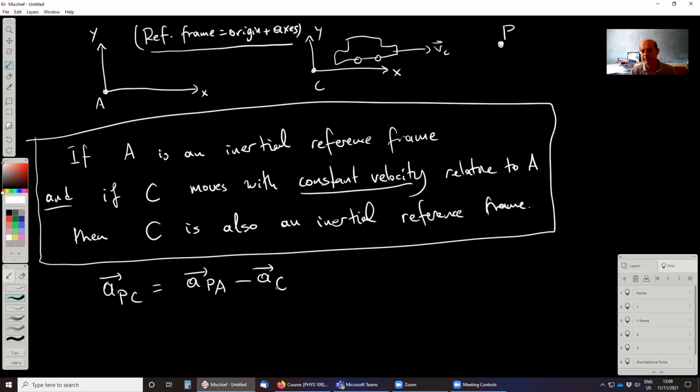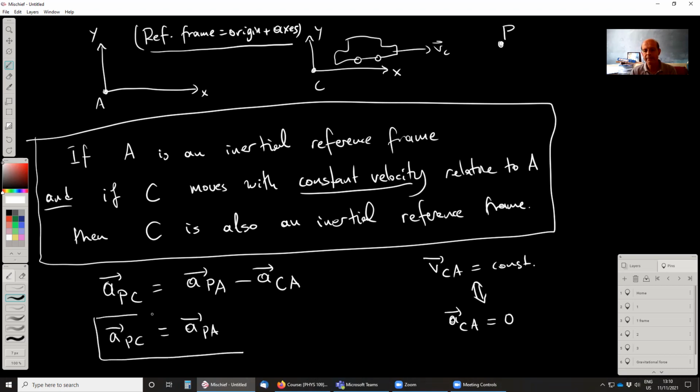Now, if I measure them relative to A, we have this thing in here. Since the velocity of C relative to A is constant, that's the same thing as saying that the acceleration of C relative to A is 0, which means that this term is 0. So that means the acceleration of P relative to A is the same thing as the acceleration of P relative to C. In both frames, objects have the same acceleration. So let me write this down: objects have the same acceleration in both reference frames.